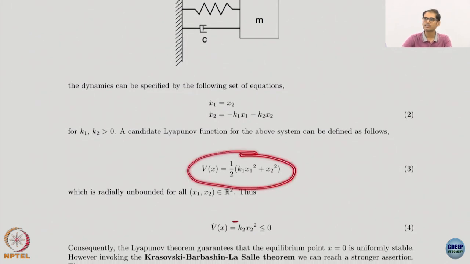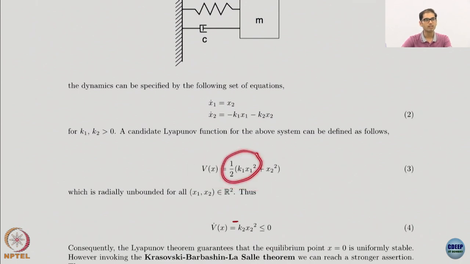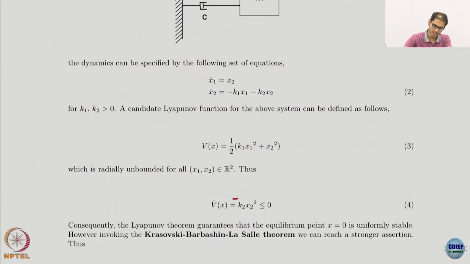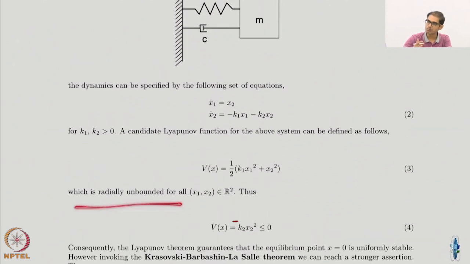Alright, and what do I take as V? The energy, right? What is this term? The potential energy is the spring energy, the energy stored in the spring, this guy, and this is the kinetic energy term. Okay, spring energy, potential energy, kinetic energy. If you take the derivative, and of course you can see that this is all nice and radially unbounded, in fact V is radially unbounded. I hope that's clear to you.